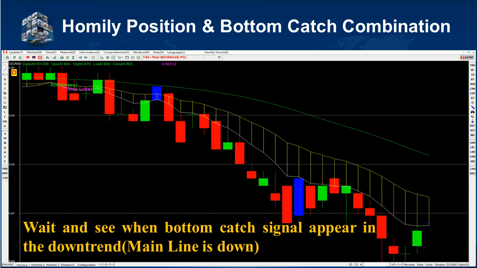Wait and see when the bottom catch appears in the downtrend. The main line is down, but when to get in? If you see here, a blue candlestick appears ahead. Then the next day, the buy point of the holding position appears. Maybe you can consider buying. Okay? So this is the holding position.